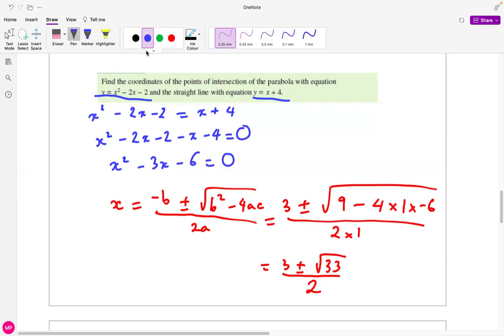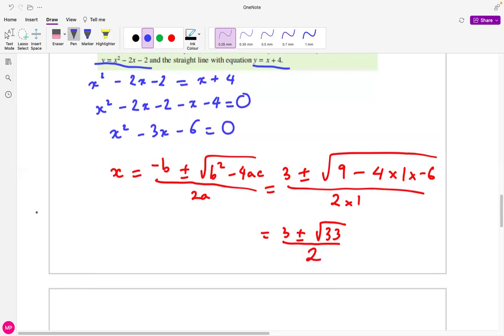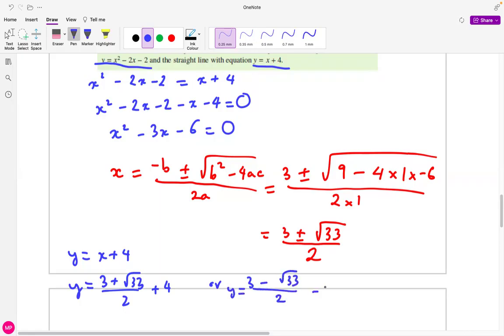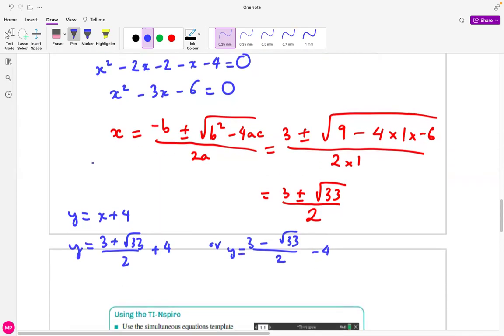Then you find the y value when you finish. So substitute into either of these equations. The linear is easier to do. So I have y is x plus 4, and you're going to do one at a time. So you have two solutions here. You're going to do 3 plus root 33 over 2 plus 4, or you can do y equals 3 minus root 33 over 2 plus 4.